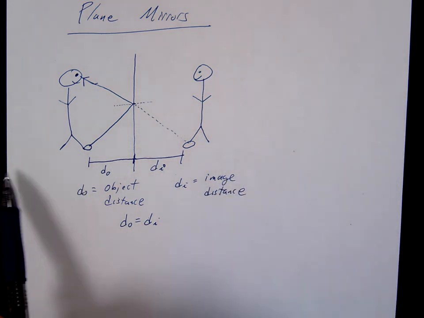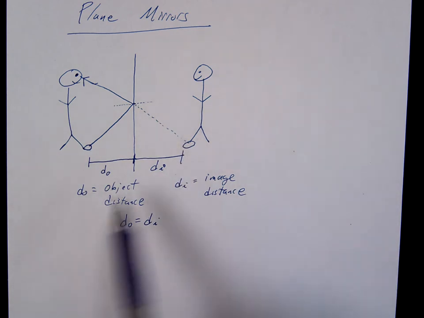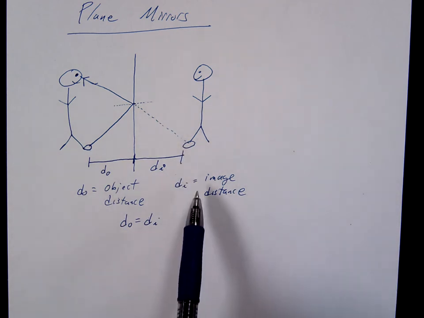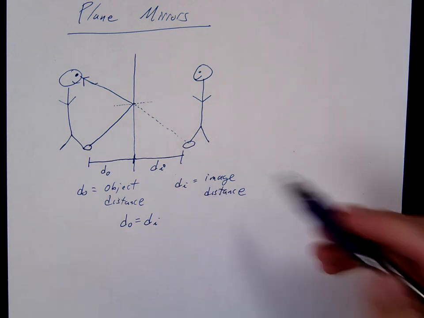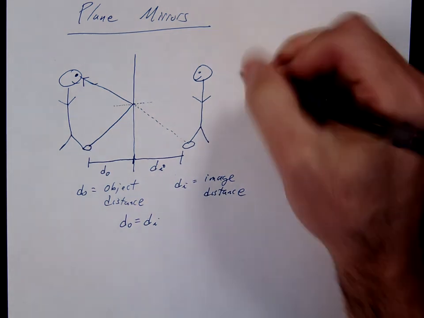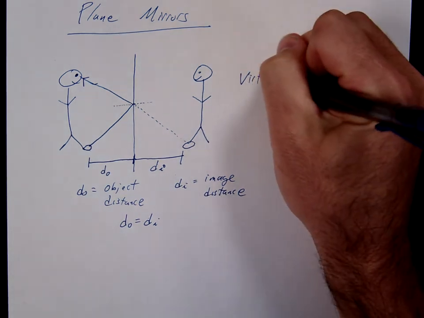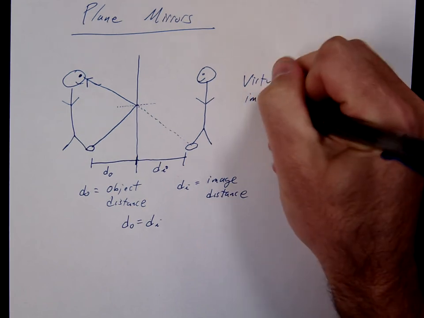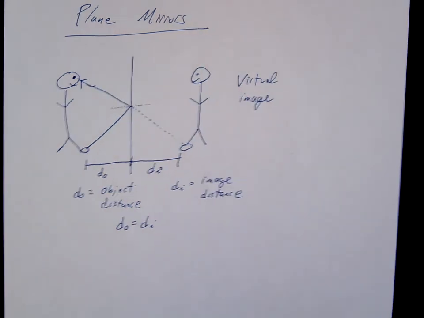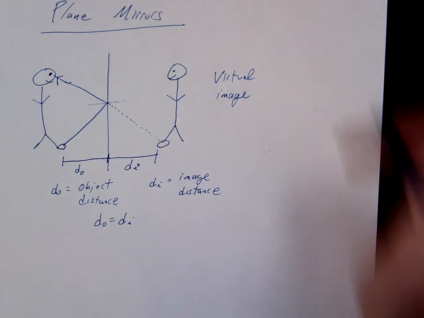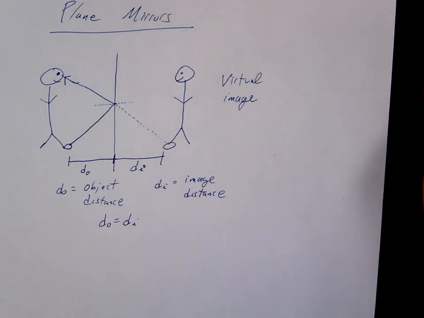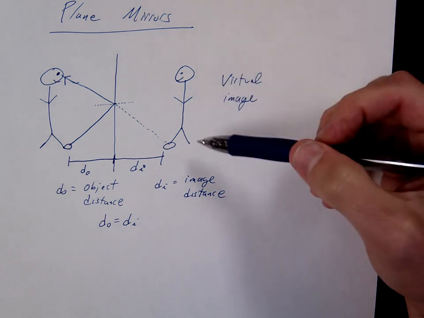And if you move away from it, that guy moves away. If you move closer, that guy moves closer, right? So that's kind of your reflection. This type of image we refer to as a virtual image, as opposed to what we're going to see, which are called real images. A virtual image does not actually exist.